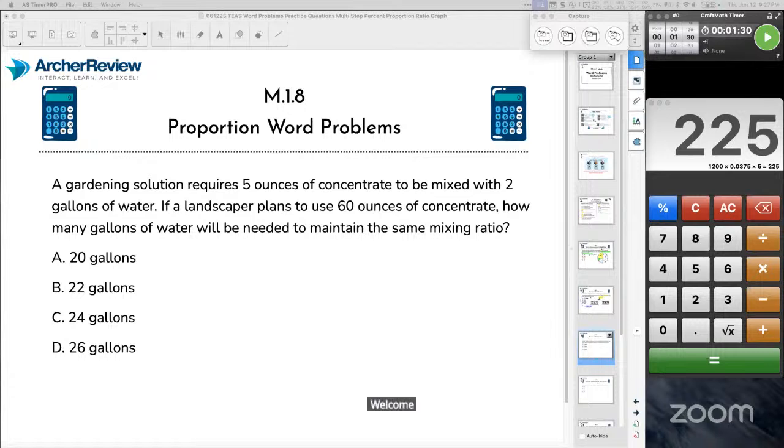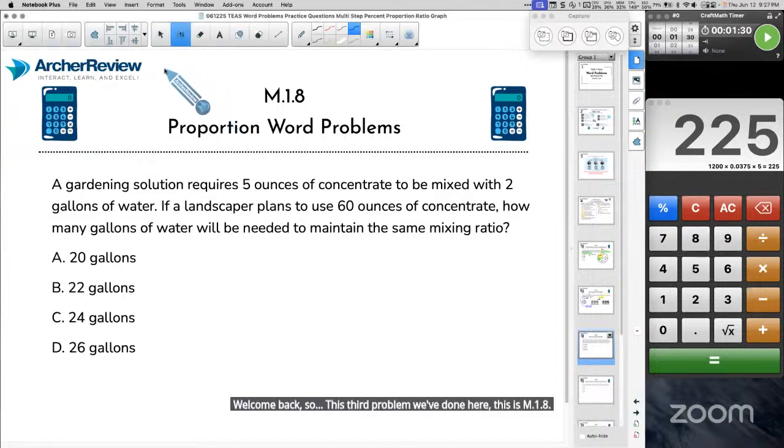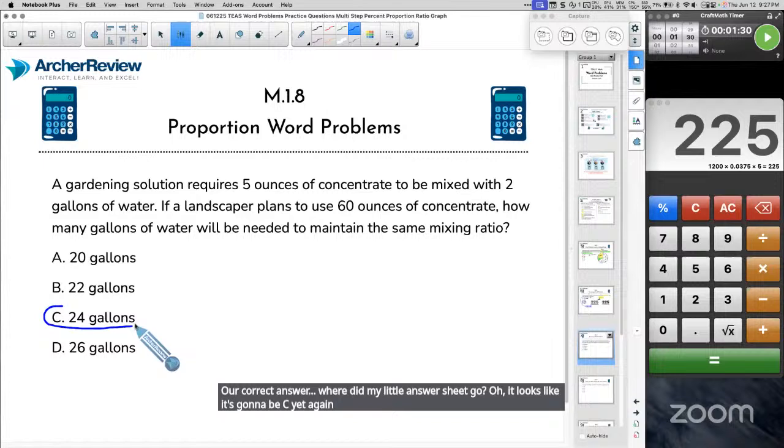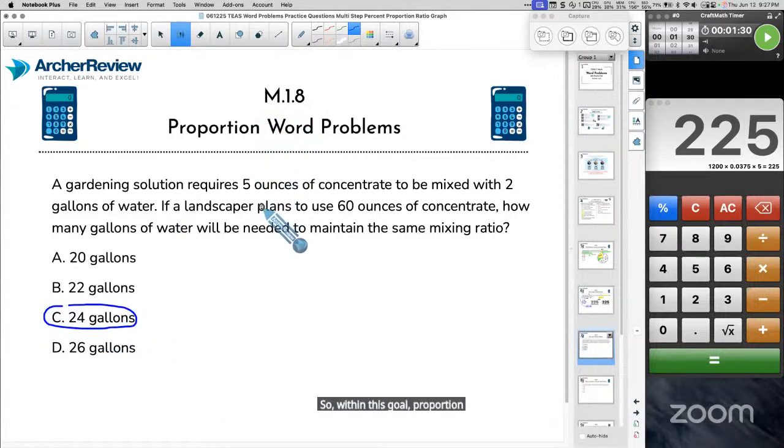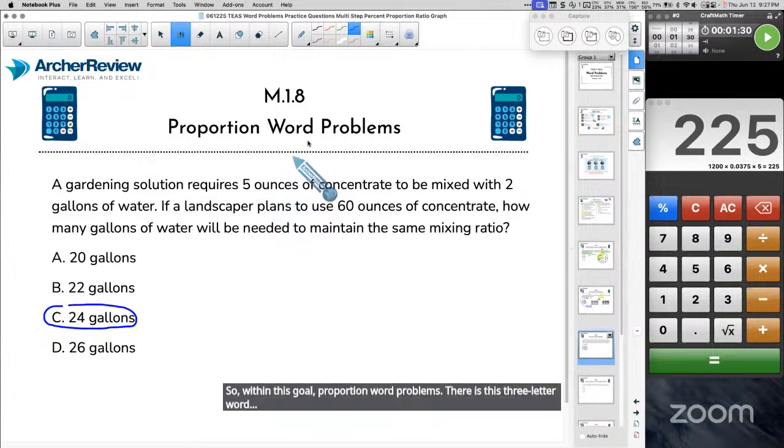Welcome back. So this third problem we've done here, this is M.1.8. Our correct answer, where did my little answer sheet go? Oh, it looks like it's going to be C yet again. So within this goal, proportion word problems, there is this three-letter word followed by something else that indicates that you're going to use a proportion.